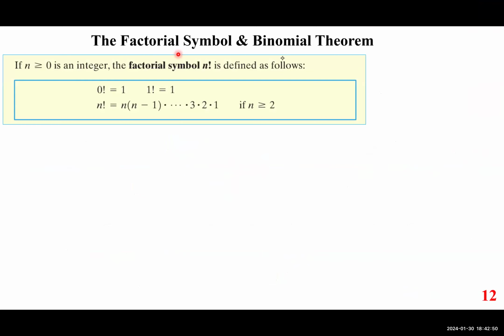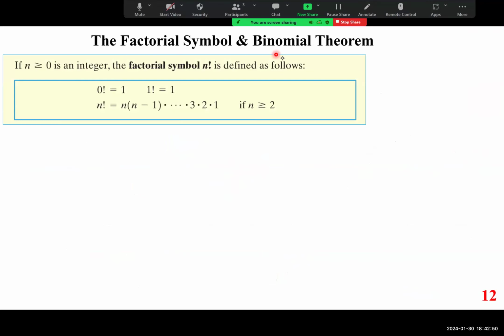The factorial symbol and the binomial theorem. If n is an integer larger than or equal to 0, the factorial symbol n factorial is defined as follows. 0 factorial and 1 factorial are 1. n factorial is n times n minus 1 all the way times 3 times 2 times 1 if n is larger than or equal to 2. n factorial can be written as n times n minus 1 factorial.